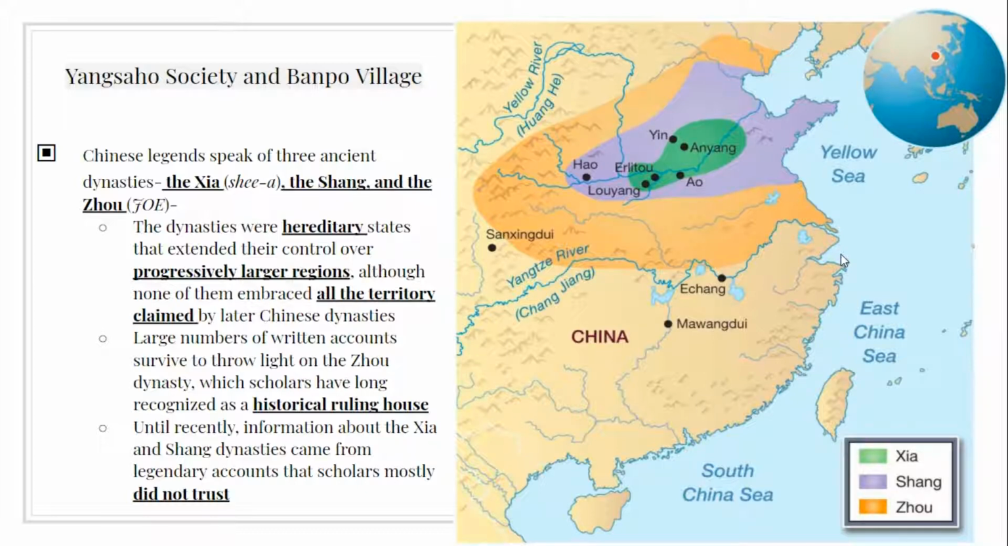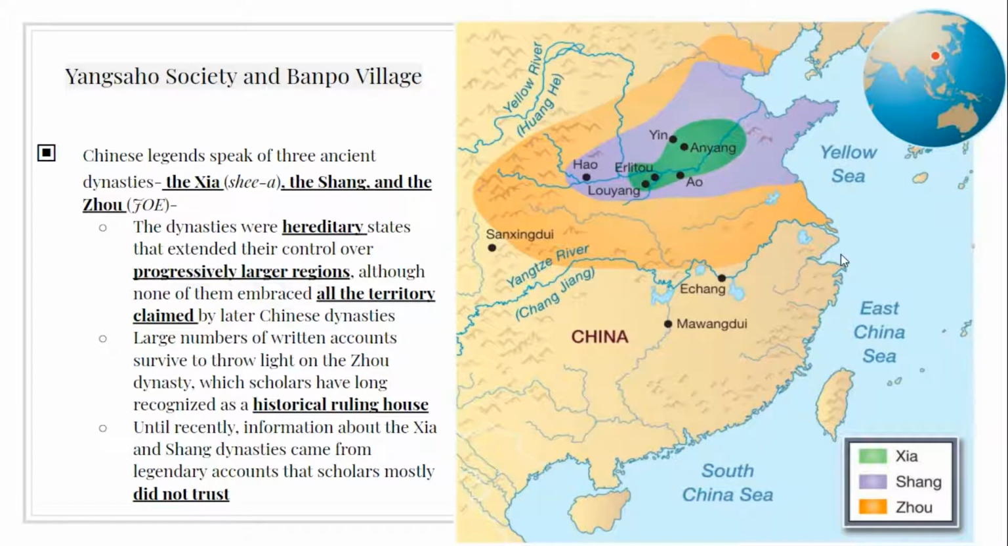All right. So these dynasties were hereditary states, meaning that they extended their control over progressively larger regions, although none of them embraced all the territories that were later claimed by the Chinese dynasties. There's a large number of written records and accounts that survive during the Zhou dynasty, which scholars have long recognized as a historical ruling house, which we'll look at more in the coming days.